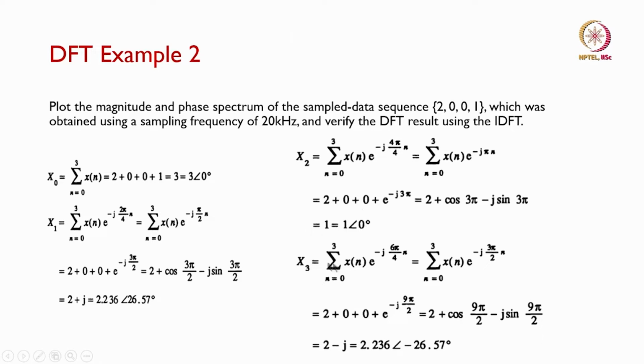There are two ways of computing your X of 3. One is direct computation, which is shown here. What you arrive at is 2 minus j, which has magnitude 2.236 at an angle of minus 26.57 degrees. The other one is you can use the periodicity property, and we know that X of 3 is equivalent to X of 1 conjugate. So then I will be taking 2 and minus j. This is the way you will be substituting.